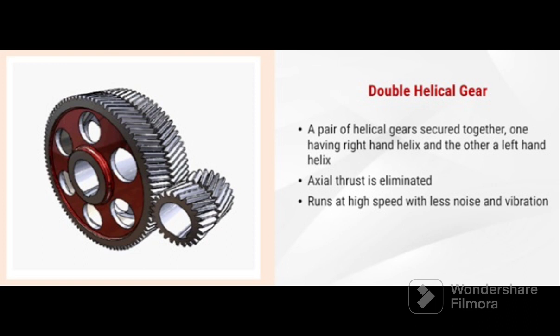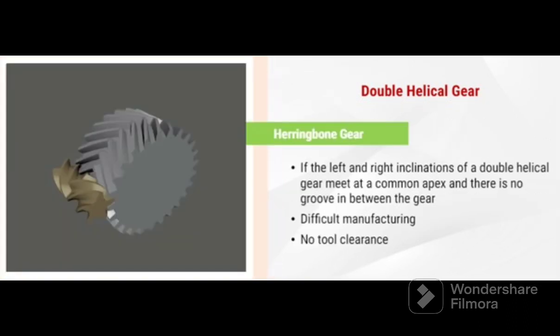Now let's learn about the herringbone gear, a type of double helical gear itself. If the left and right inclinations of a double helical gear meet at a common apex and there is no groove in between, the gear is known as a herringbone gear. Manufacturing of this gear is difficult as there is no tool clearance between the two helices of the gear.